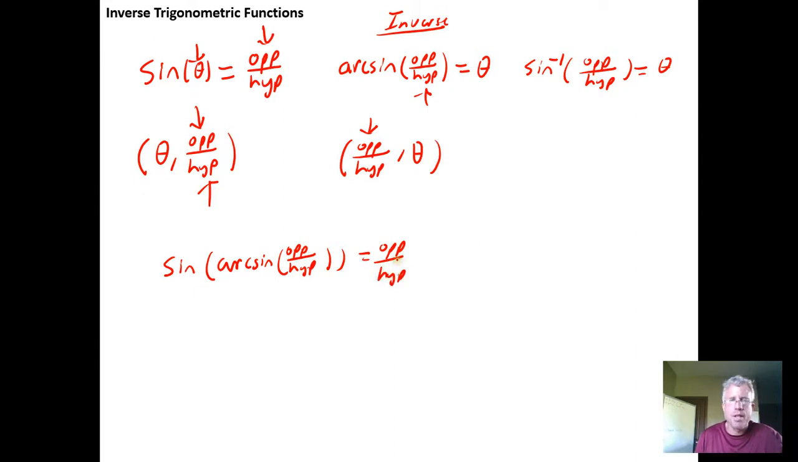And if we do the composition the other way, if we do the arc sine of the sine, the sine has to have an angle inside of it. We feed the sine function angles, and the arc sine is going to output an angle for us. So the same game we could play one more time.